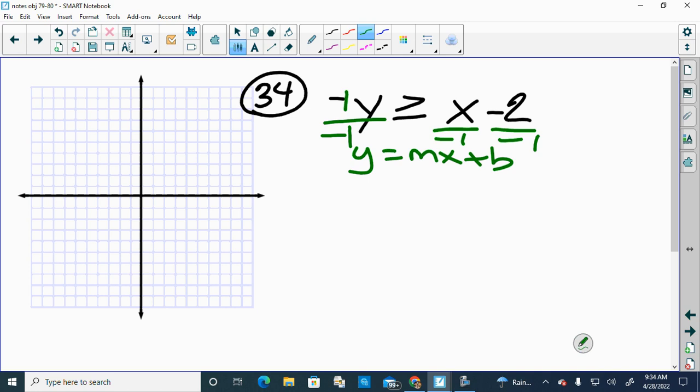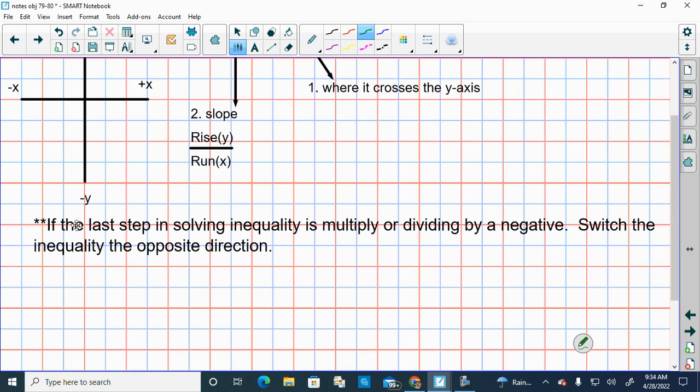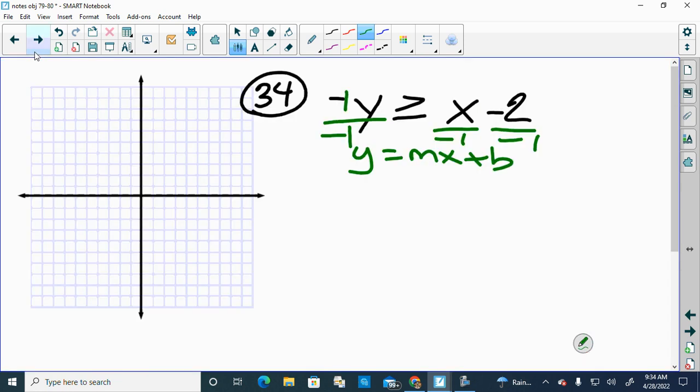Okay, on the previous page, that very last thing that you wrote, it says if the last step, and the only step that we had for this one, was to multiply or divide by a negative, then we've got to switch the inequality going the opposite direction. Okay, so this is where it applies. Over here, okay, I need to switch my inequality. I'm only going to write it for that.